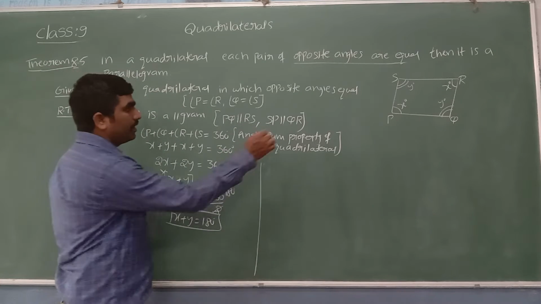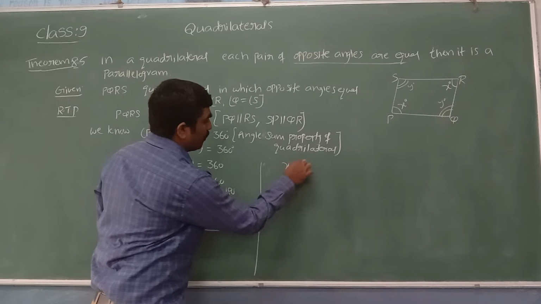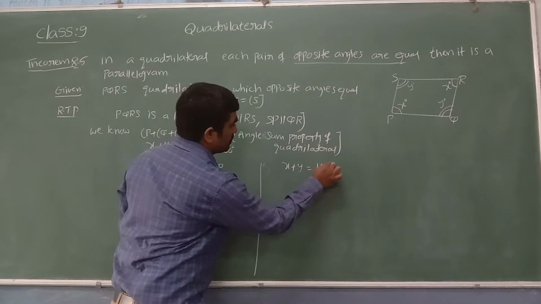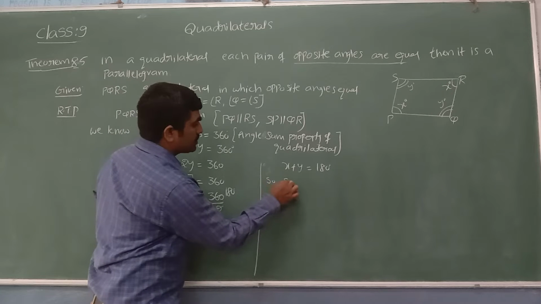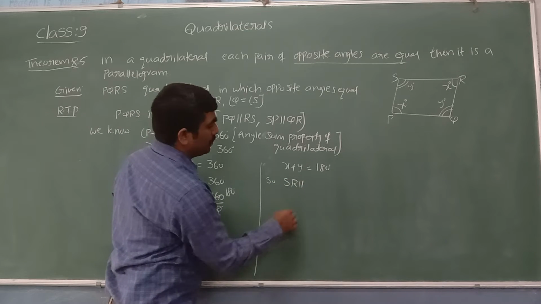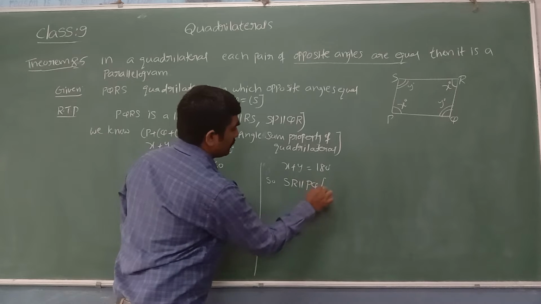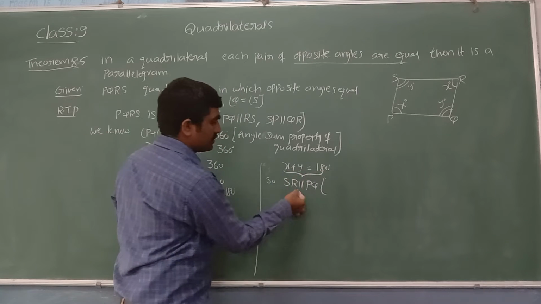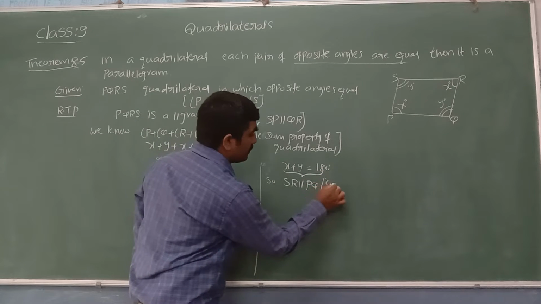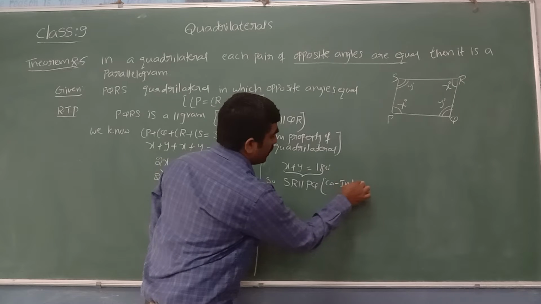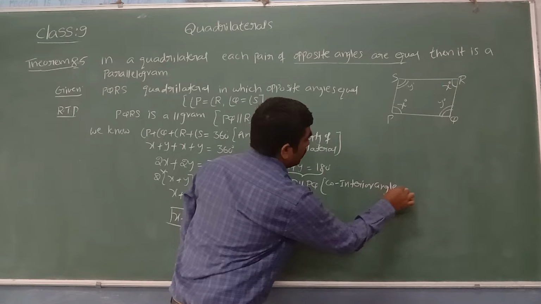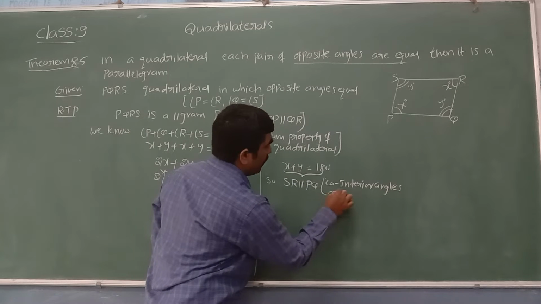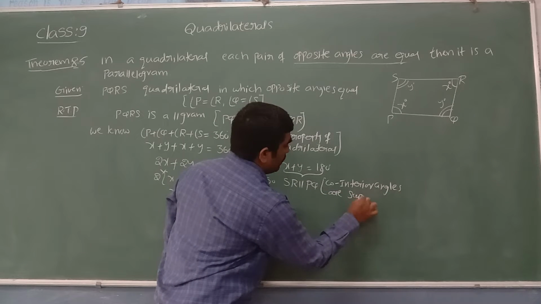Yes, right, here x plus y is equal to 180 degrees. So what can we write? I can write SR is parallel to PQ. What is the reason? Co-interior angles are supplementary.